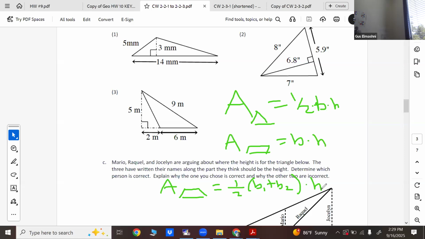Why are the other two wrong? Mario only has the height of a little bit of it. That's not a good explanation.